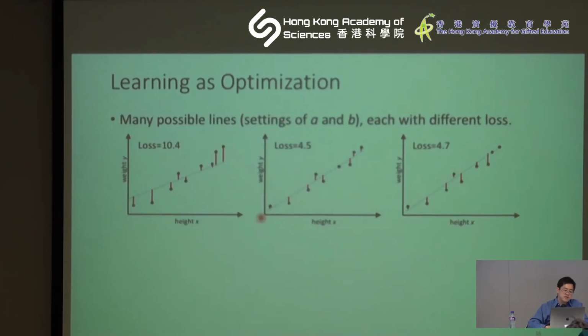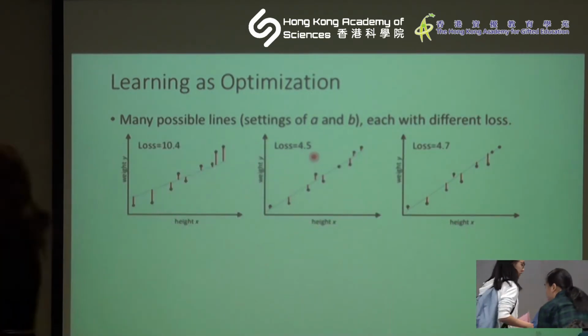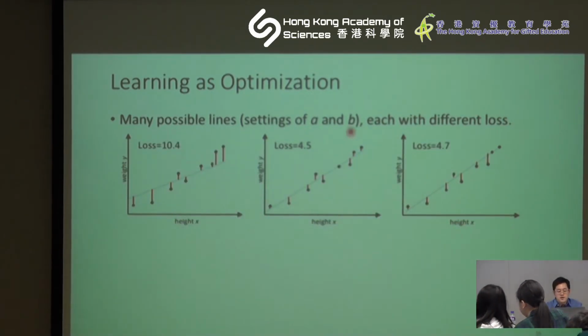If we want to learn this, there are many possible lines that we could choose. Here are 3 examples. This line is a little bit tilted and has a little larger error than these two. Many possible lines just means many different settings of the line, the slope a and the intercept b. Each one of these settings of a and b will have a different loss that we can compute, or a different squared error.